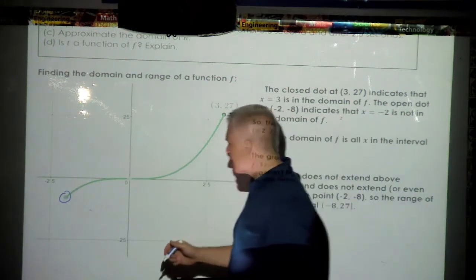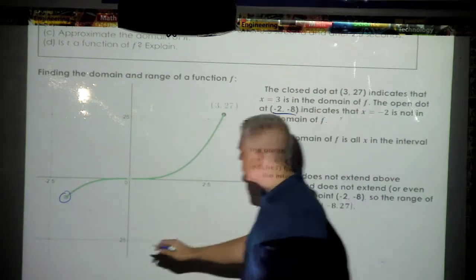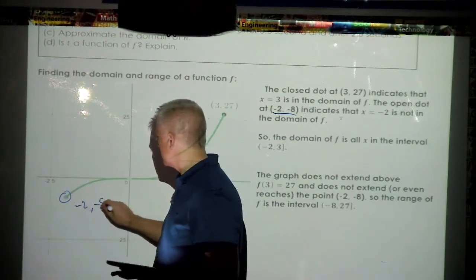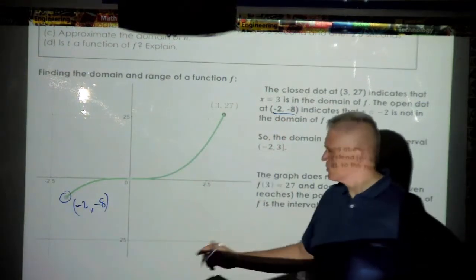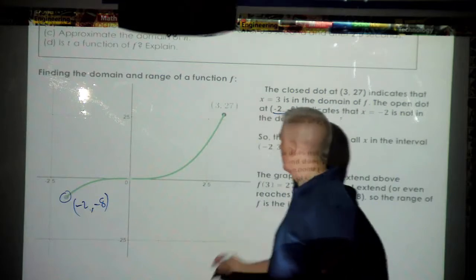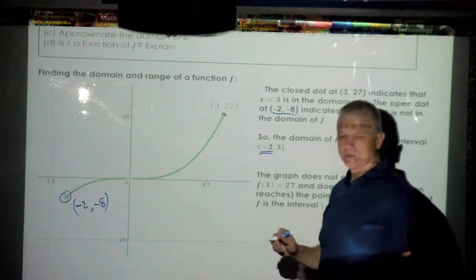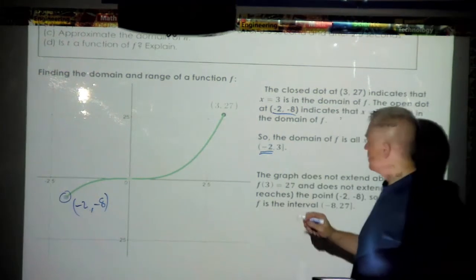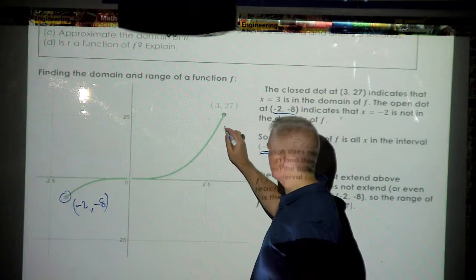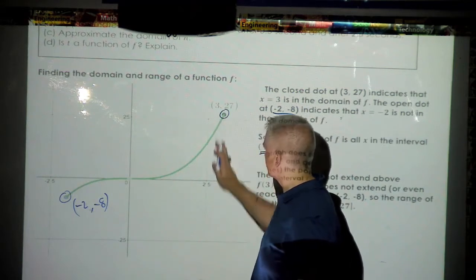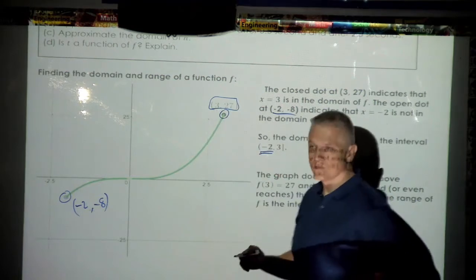Okay? Where is that point? Well, it tells you both here and here. This is -2, -8. So how far left does that go? It goes as far left as -2. Right? But it's an open circle, so it does not include the -2. How far right does this graph go? The furthest right you have is this point right here. And it says that this point is 3,27.